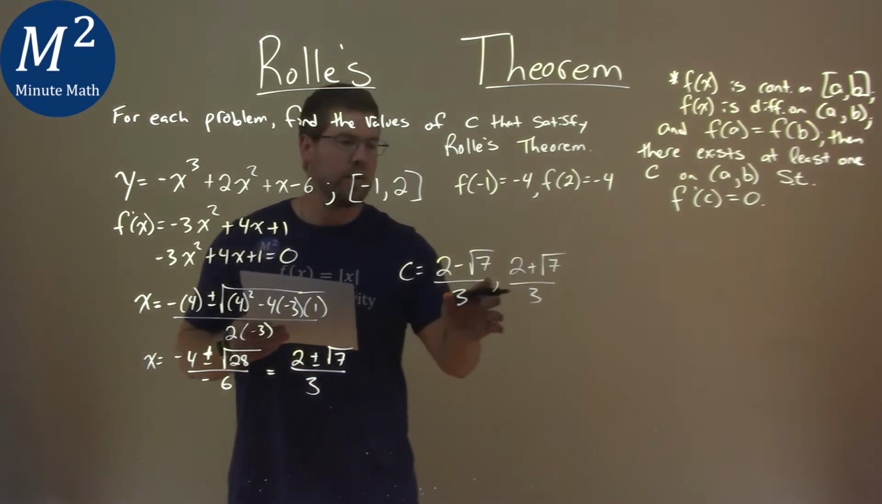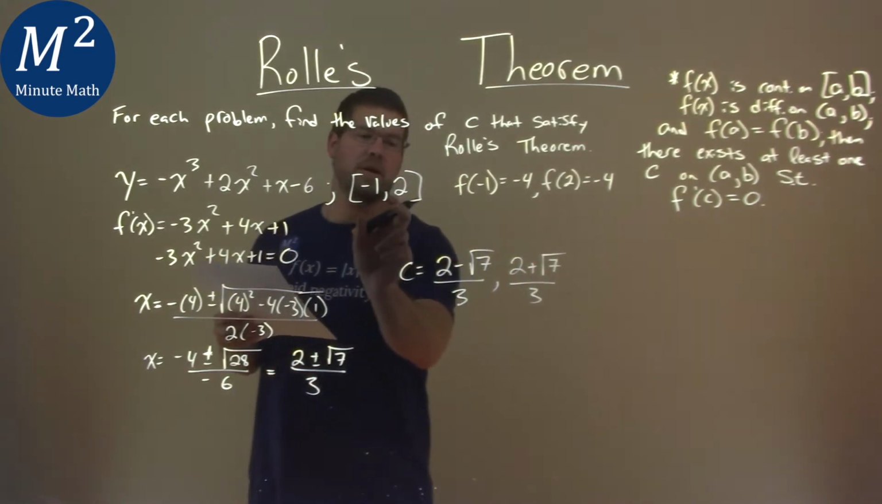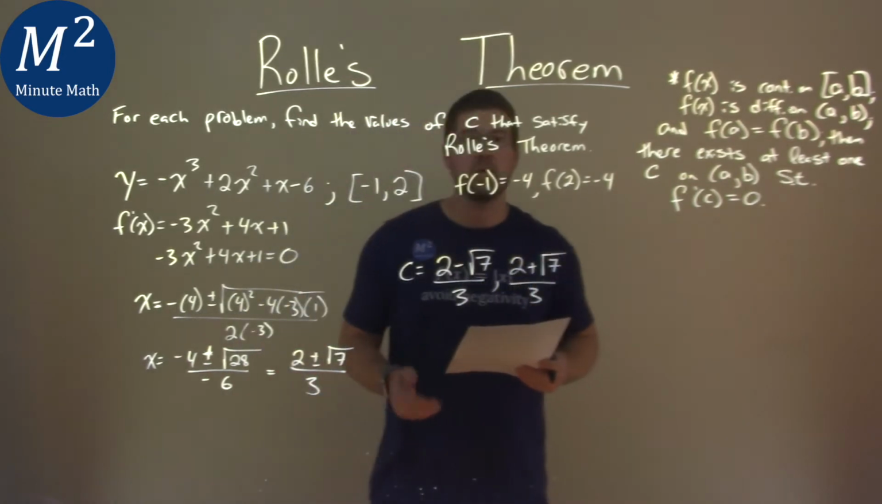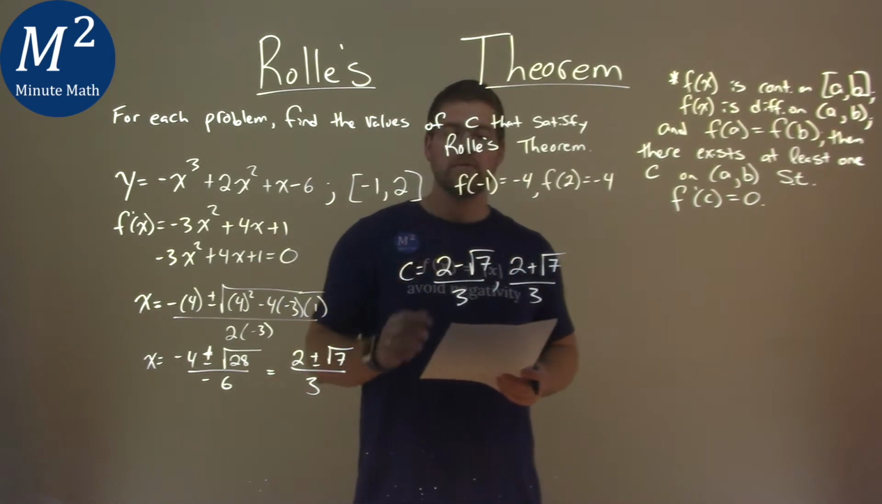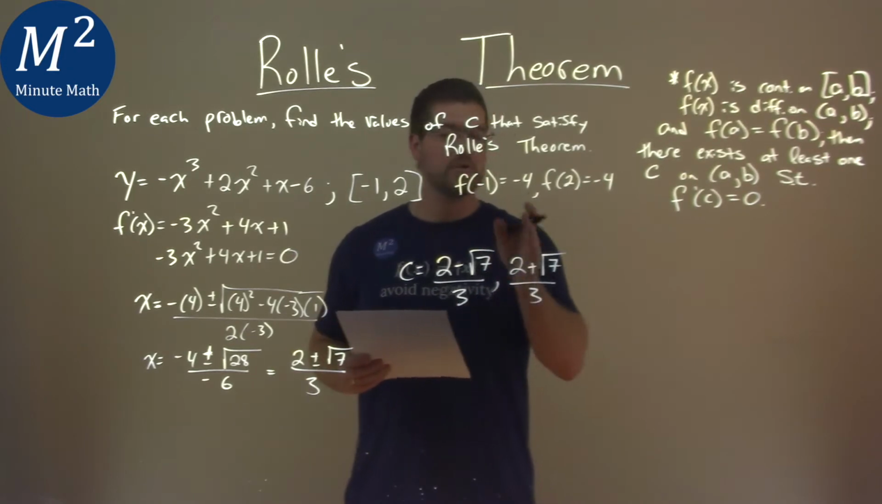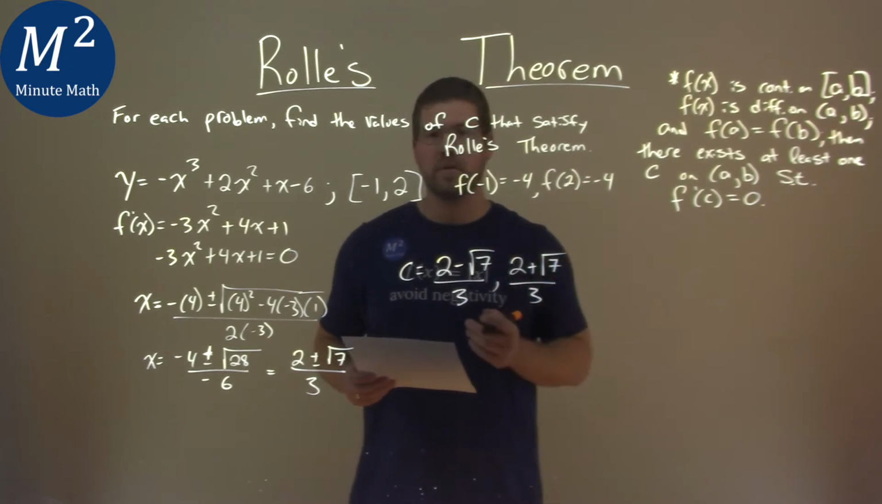And both of these values actually do work because they're also both within our interval that was given. So again, our two values of c that satisfy Rolle's theorem are 2 minus square root of 7 over 3 and 2 plus square root of 7 over 3.